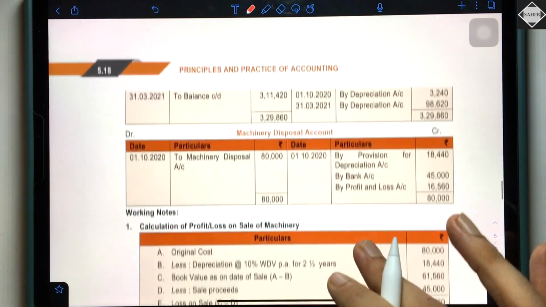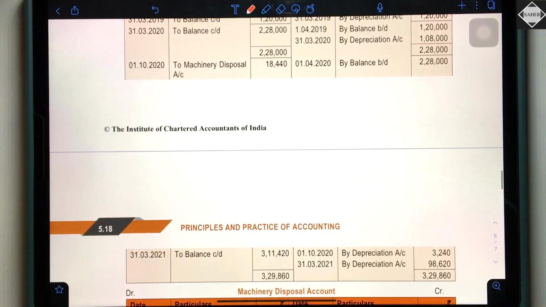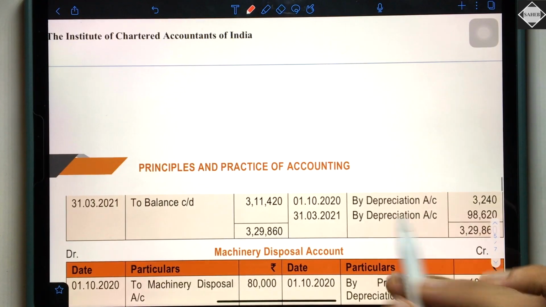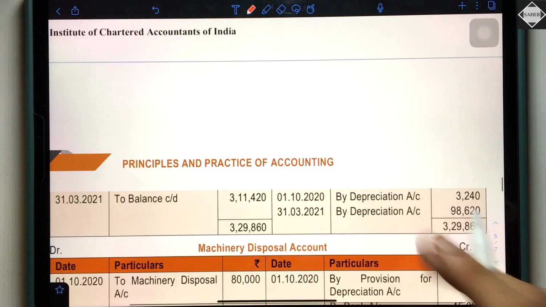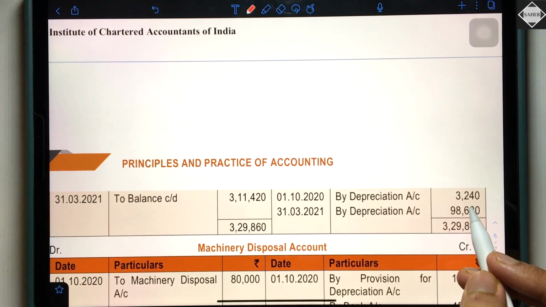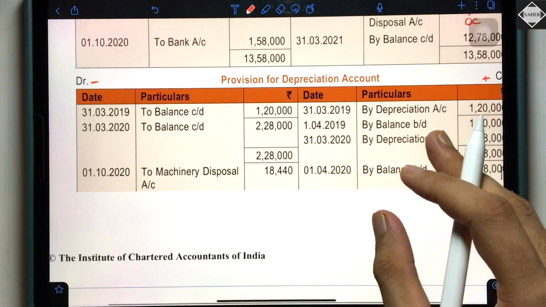After that we'll do the machinery disposal. Okay, so opening balance we took, and then on 1st October 2020 depreciation has to be charged on the asset which you have sold, that was 3,240, isn't it? Yes. And then you will take to machinery disposal. It doesn't matter, it's on the different side. We have already discussed this, right? So yeah, you know that.